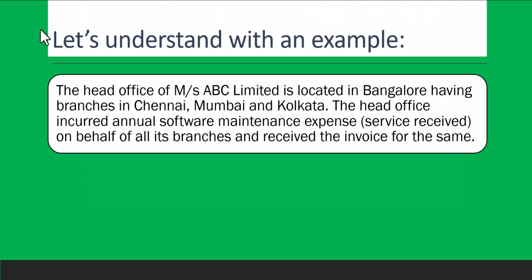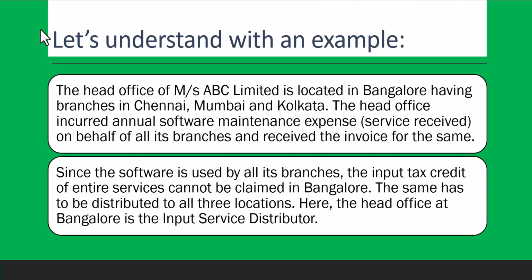So sir, let's understand through an example. Okay, read this example. The head office of MSABC Limited is located in Bangalore, having branches in Chennai, Mumbai, and Kolkata. The head office incurred annual software maintenance expense, service received on behalf of all its branches, and received the invoice for the same. Since the software is used by all its branches, the input tax credit of the entire service cannot be claimed in Bangalore. The same has to be distributed to all three locations. Here, the head office at Bangalore is the input service distributor.